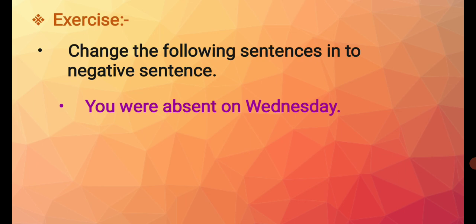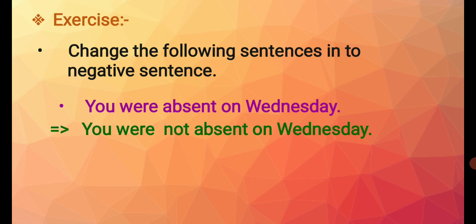What is the verb to be in the sentence? Yes, were. Were is the verb to be. And then absent on. Absent is a main verb, right? On Wednesday. So now what can we do to make this sentence in a negative form? As we learned, we put not with the verb to be, and here the verb to be is were, so we use not with it. So we write the answer as: you were not absent on Wednesday. Okay.